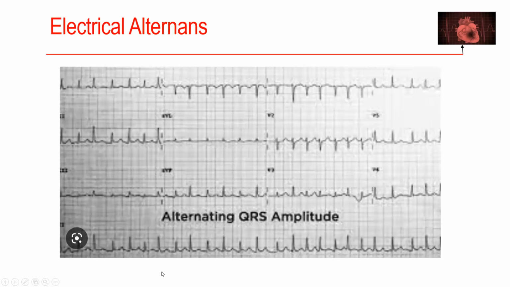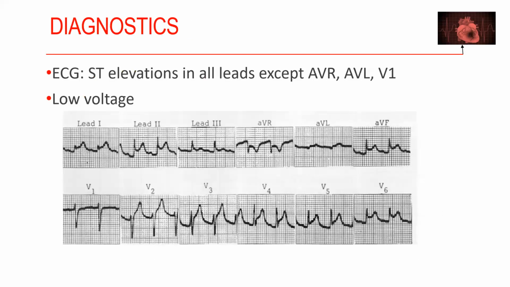Big, small, big, small, big, small: electrical alternans and pulsus alternans. So from the EKG, from the arterial pulse, from the CVP and the PAD or wedge pressure, and your index of suspicion, your patient's got a cardiac tamponade.